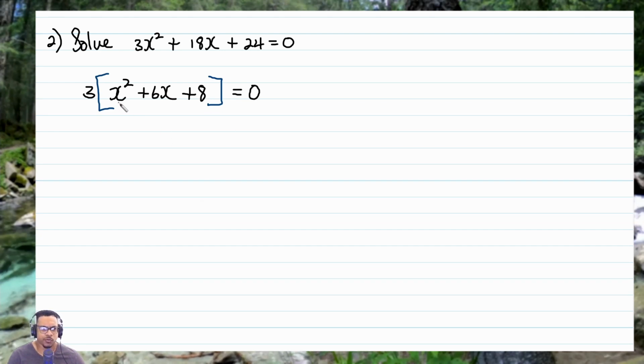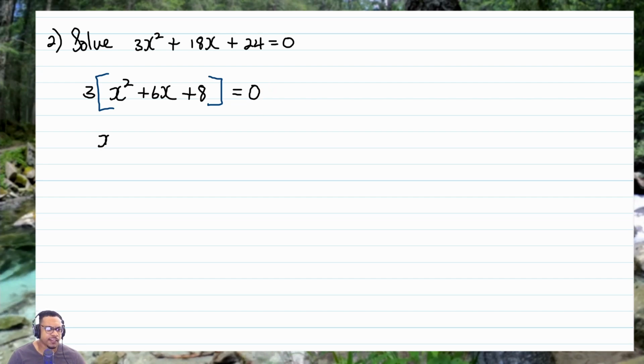Now seeing that I want to focus on this quadratic expression here, which is x squared plus 6x plus 8, I'll transfer this 3 across the equal sign. Now this is 3 multiplied by this in brackets here. So the operation between this 3 and the thing in brackets is multiplication. So when the 3 goes across the equal sign, the operation will change to division.